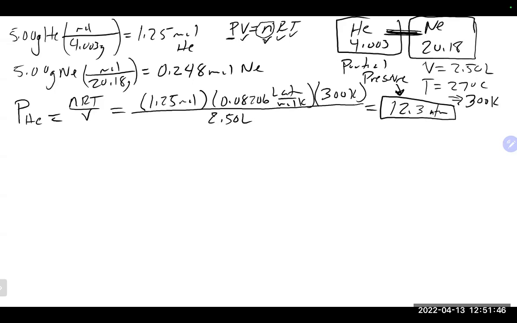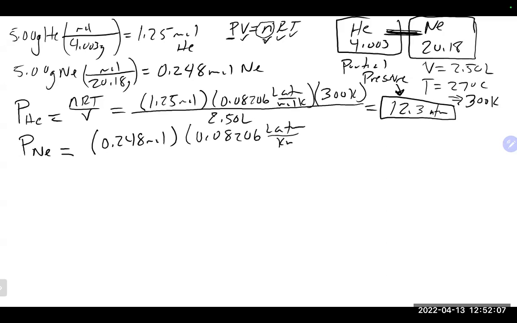We're going to do the exact same calculation for neon. The only difference is we're going to use the moles for neon. And that would give us the partial pressure of neon would be our 0.248 moles, which again is our moles for neon. Every other value is going to be exactly the same since they're in the same container.